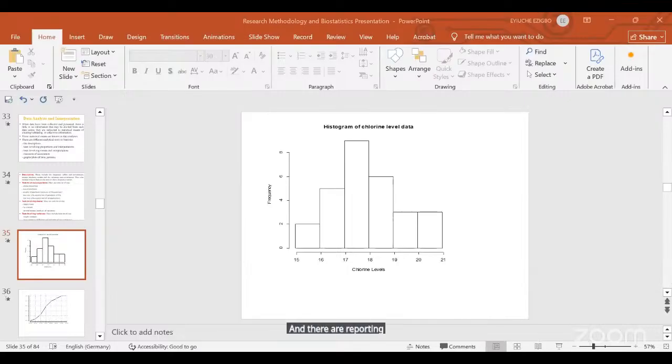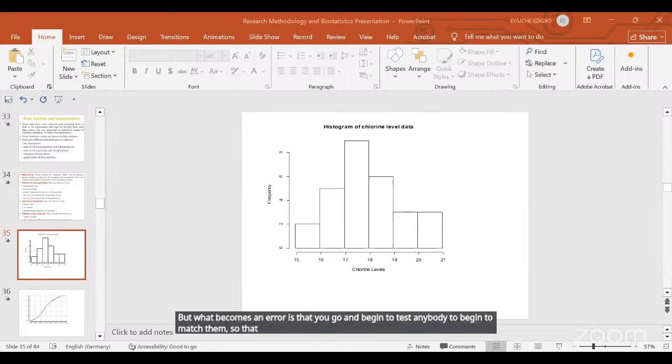I'm sure it's clear. There is always a case of non-response, and it is a problem of its own in research, and we will not delve into that. But what becomes an error is that you go and begin to test anybody to begin to match them so that you will maintain the 350 which you had given. Do you understand?